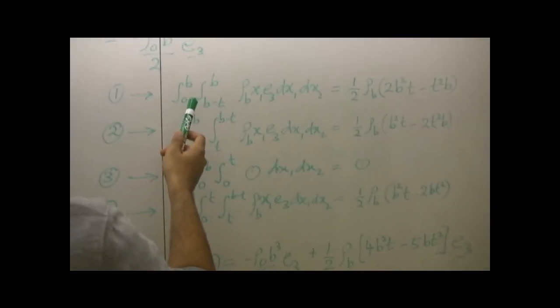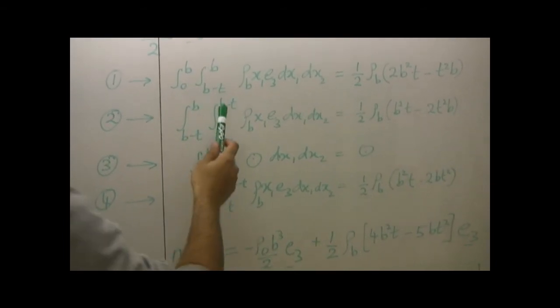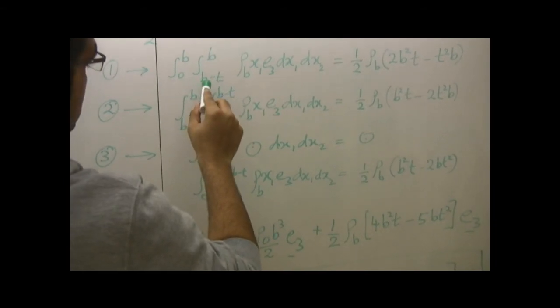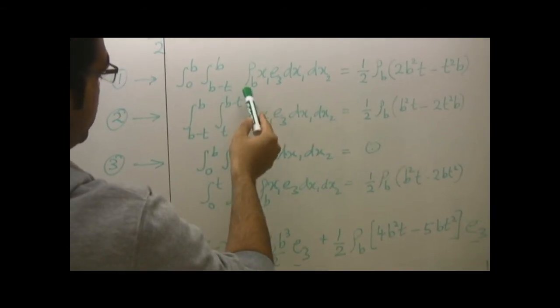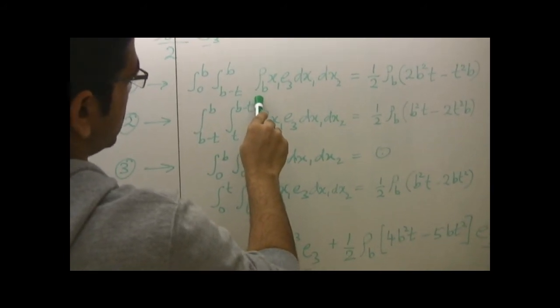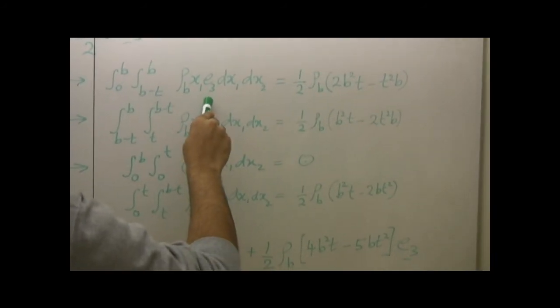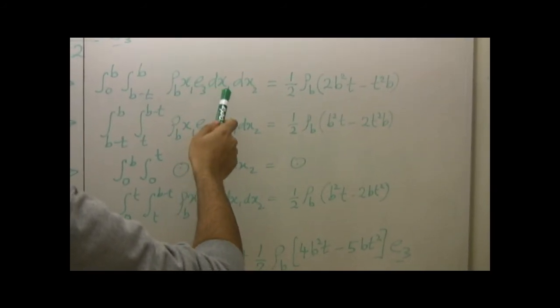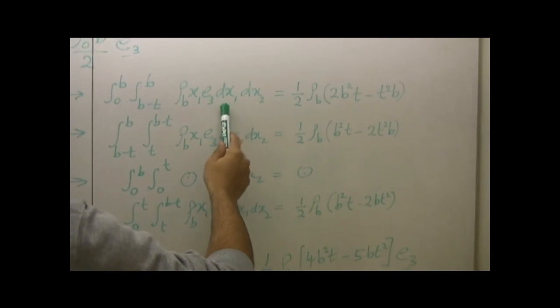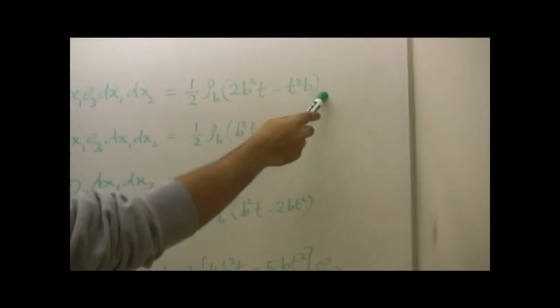Now we will find the second part of the moment, which will be the integral on the area of the position vector cross the body force. So as defined with the limits earlier, on surface 1, the cross product of the position vector with the body force, the result will be rho b x1 e3, and the integral is applied in the direction x1 and x2. So we get this result for surface 1.